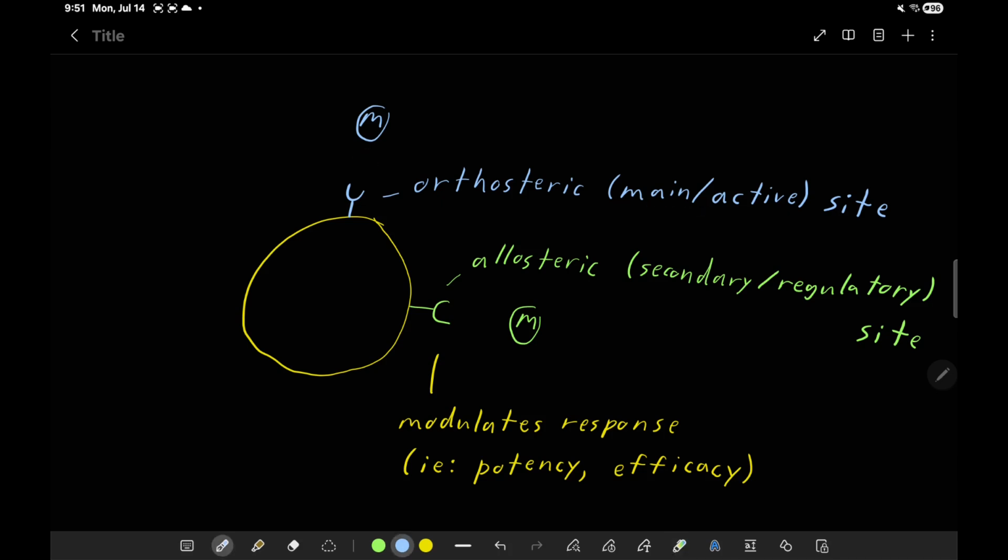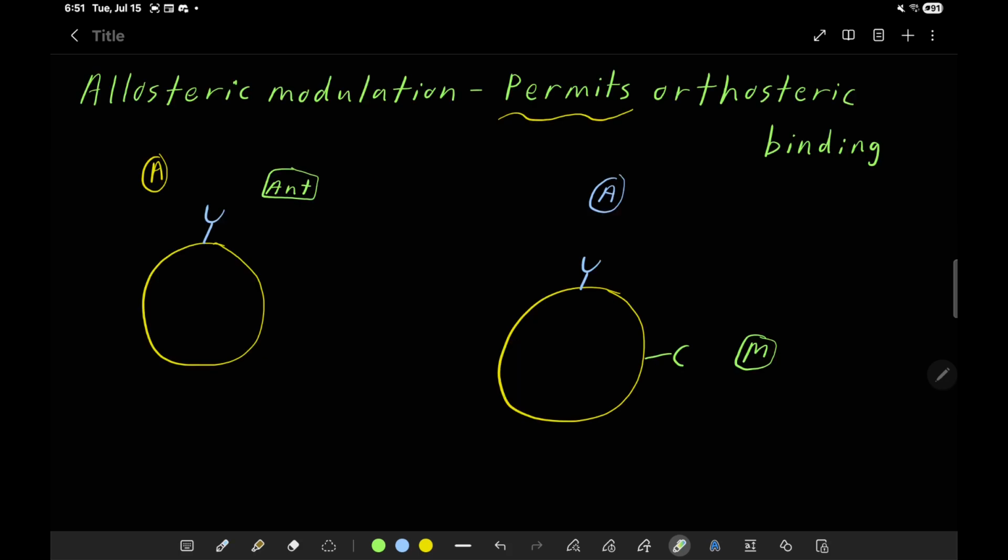So your messenger molecule will bind to your orthosteric site and produce responses. And then when your messenger molecule binds to your allosteric site, it can affect the quality of these responses. It can modulate these responses. For example, it can affect the potency or the efficacy of the responses happening inside your cells. Alright, so now let's focus on a few key aspects of allosteric modulation. The first thing is that allosteric modulation permits orthosteric binding.